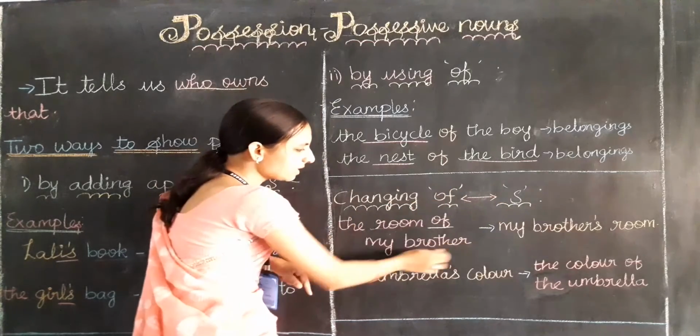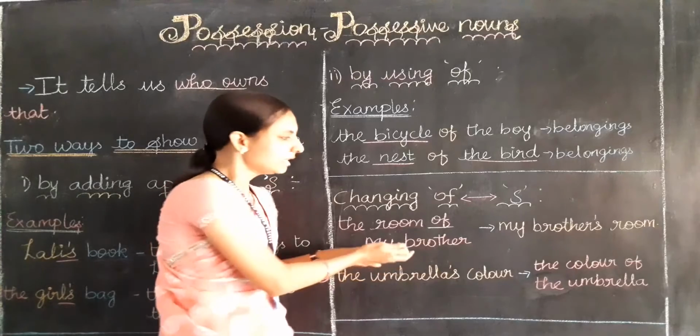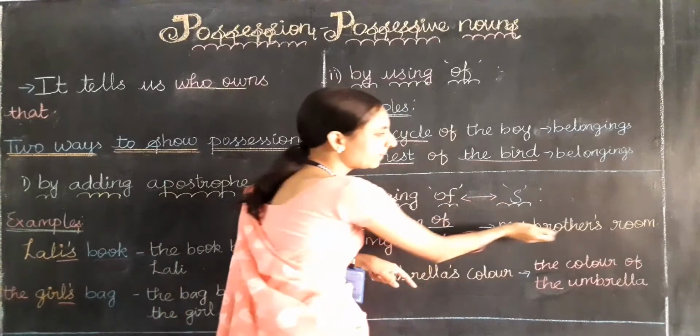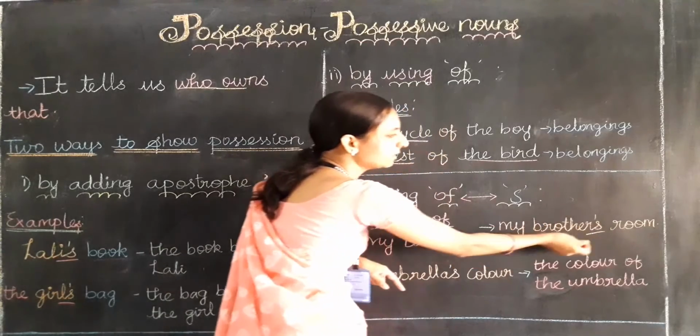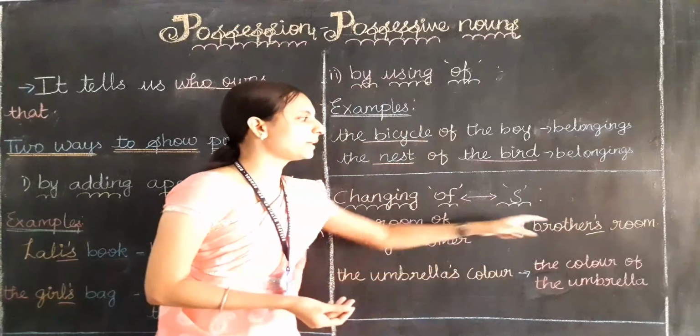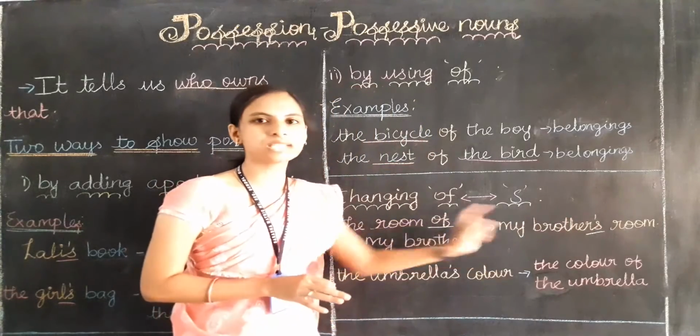So here the thing name comes first, but there the thing name will come last. See here, who owns the thing? My brother. So by adding apostrophe s, I will write my brother first. My brother, then apostrophe s. My brother's. What does he own? The room. Then room only I am going to write. My brother's room.